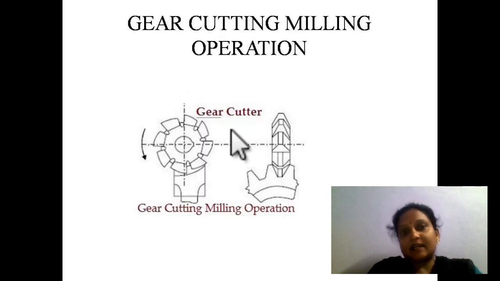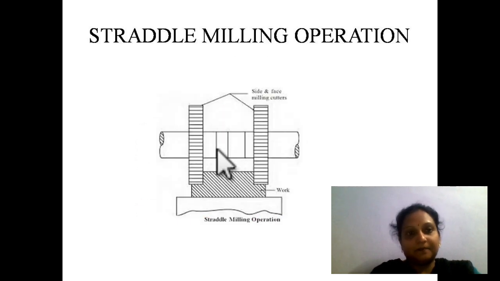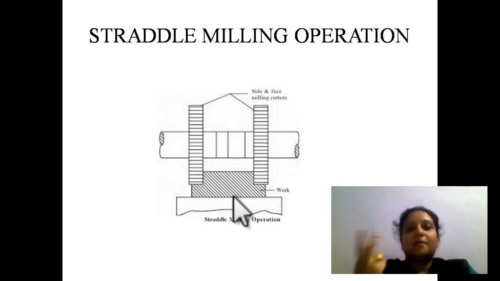Next one is gear cutting milling operation. Here we cut the gear teeth with the help of this gear cutter, and this is also a multi-point cutting tool and a rotating tool. Next one is straddle milling operation. In case of straddle milling operation, you will be having a table and over the table the workpiece will be mounted and you will have cutting tools in such a way that you can perform the operations on both the ends. These two cutters will move parallelly, and this type of operation is called straddle milling operation.